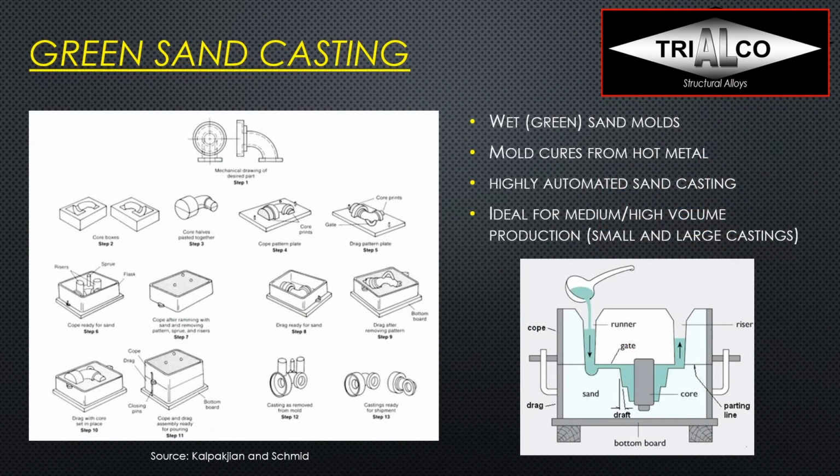We see here the process again explained in green sand casting. You often see the sand is made green, but really there's nothing green in the sand. It's just wet sand molds instead of dried sand molds, and the mold cures from the metal itself, and this is often a very highly automated sand casting process. So it's ideal for medium or high volume production of small or large castings. The whole thing is really flexible.